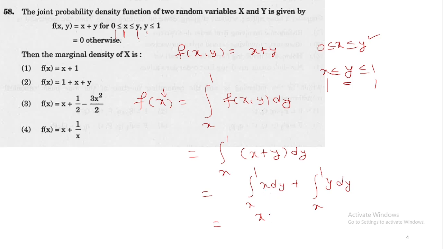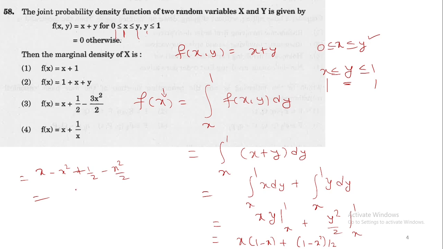Integration of dy with respect to y is y, and the limit ranges from x to 1, plus integration of y with respect to y is y square by 2, and the limit ranges from x to 1. Further, if you simplify this, it equals x into, upper limit is 1, lower limit is x, so (1 minus x), plus upper limit 1 minus lower limit x square, whole divided by 2. Simplifying, x into 1 is x, minus x square, plus 1 by 2, minus x square by 2.